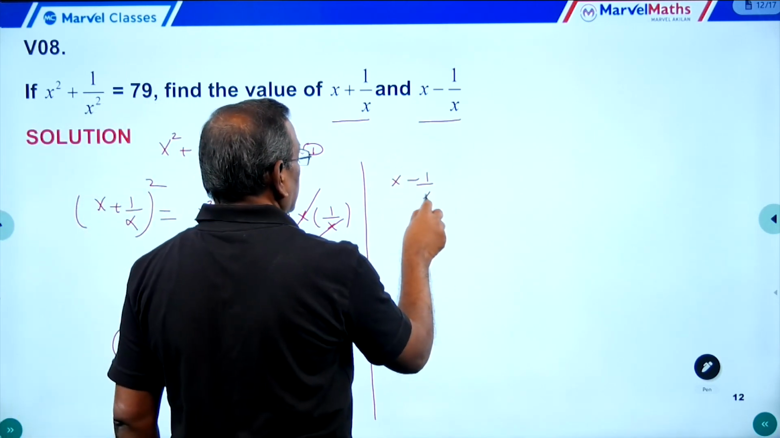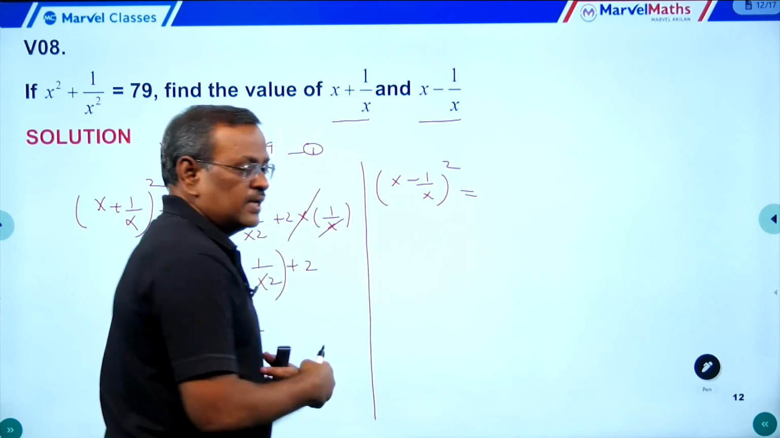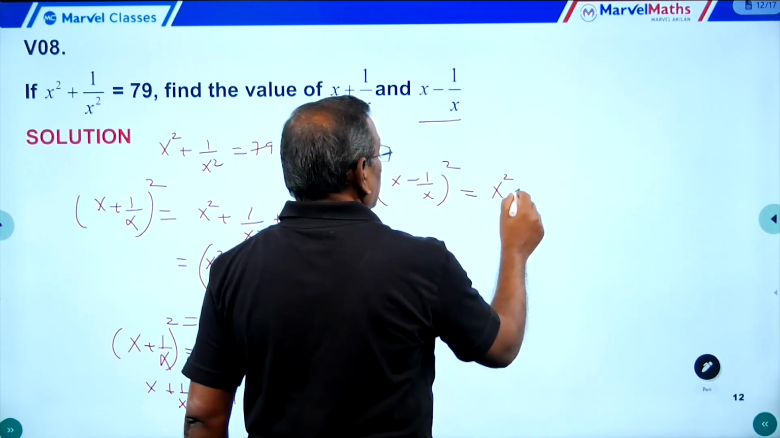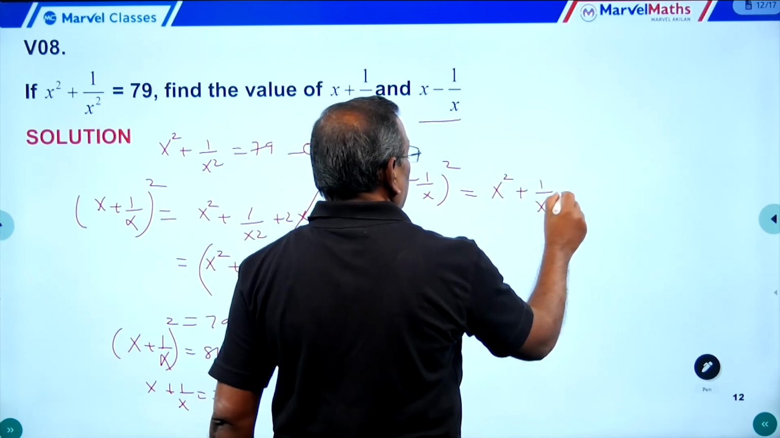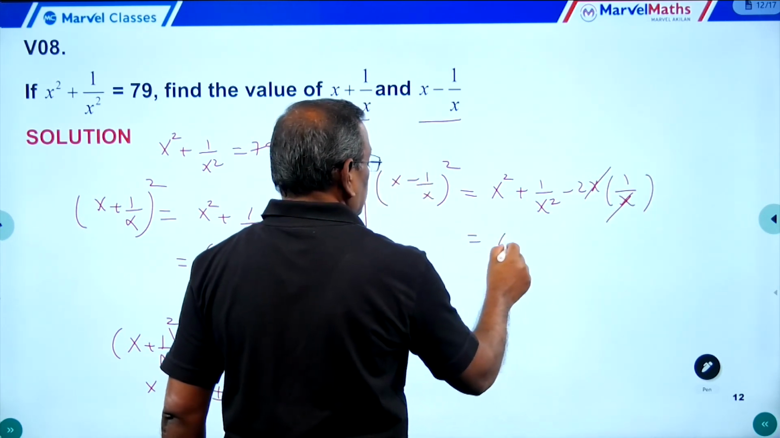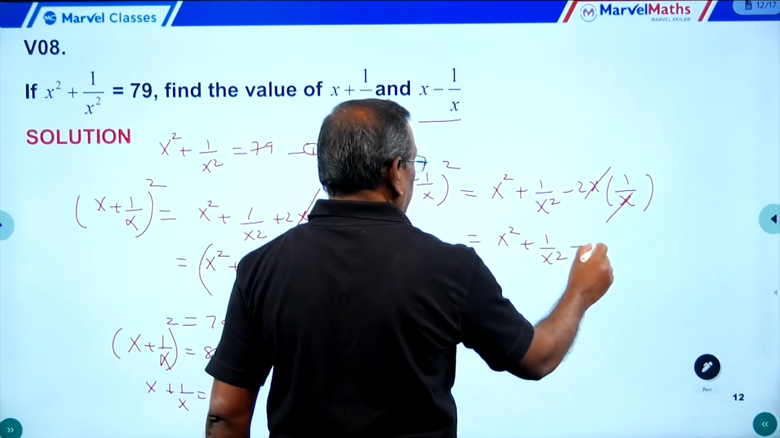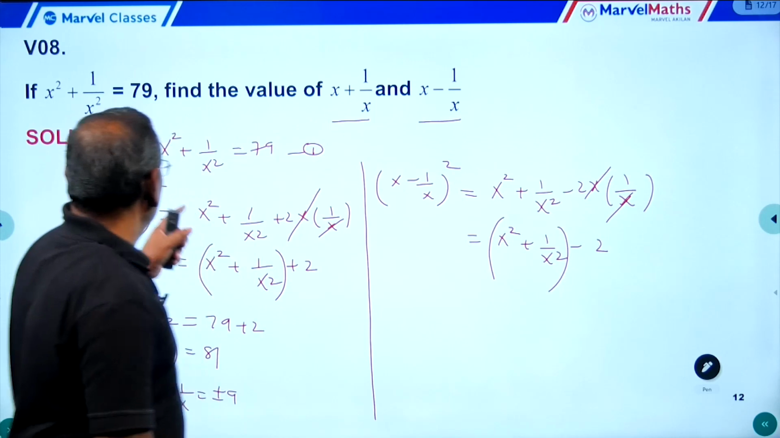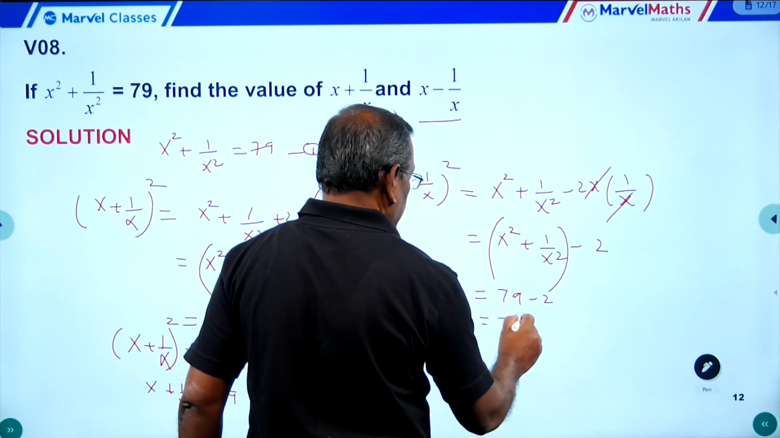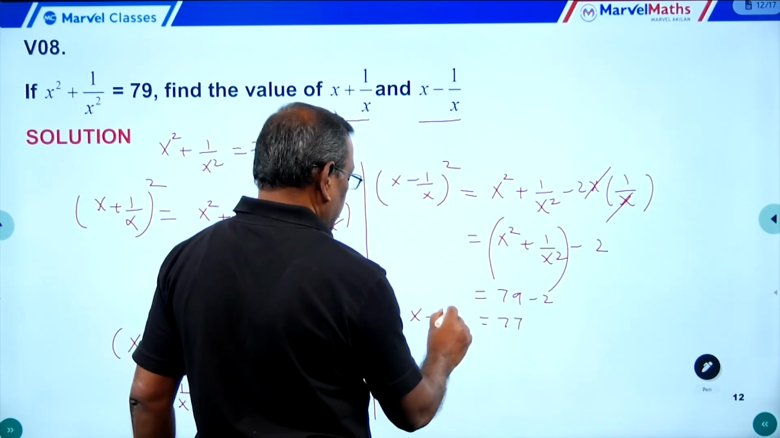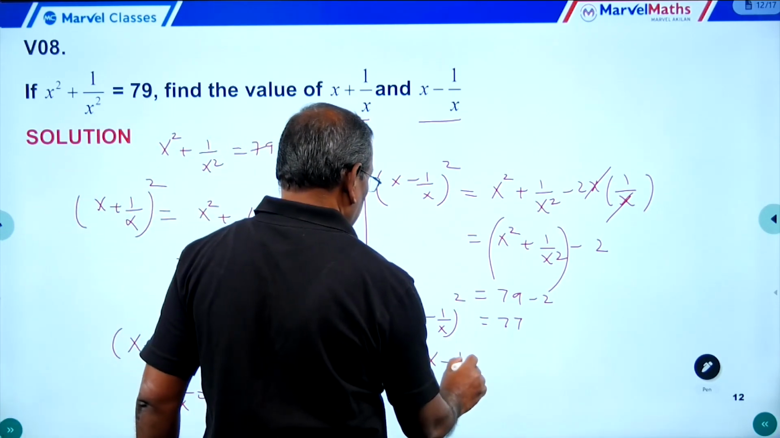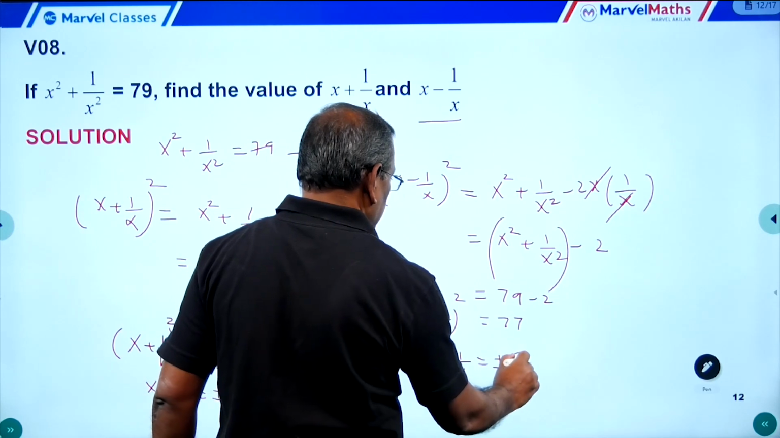(x minus 1 by x) whole square equal to (a minus b) whole square. Again, what is (a minus b) whole square? A square plus b square minus 2 into x into 1 by x. These two get cancelled. So x square plus 1 by x square minus 2. But x square plus 1 by x square equal to 79, minus 2, which is equal to 77. This is (x minus 1 by x) the whole square, correct. Therefore, x minus 1 by x equal to plus or minus root 77.